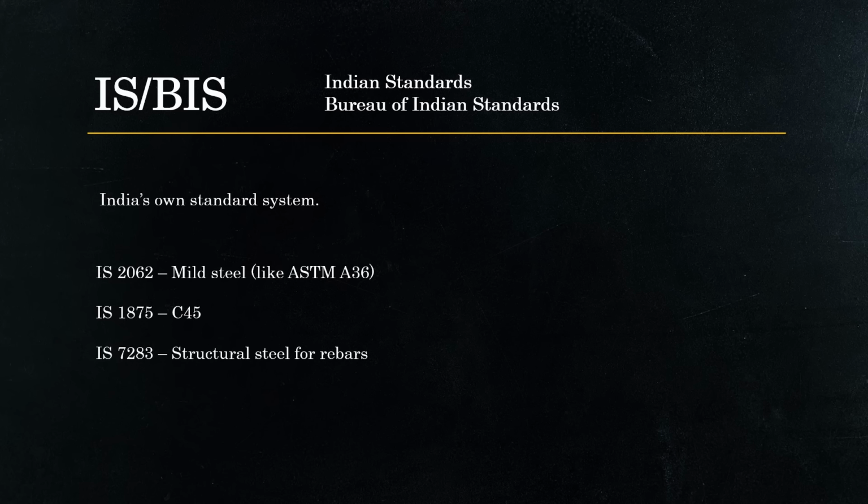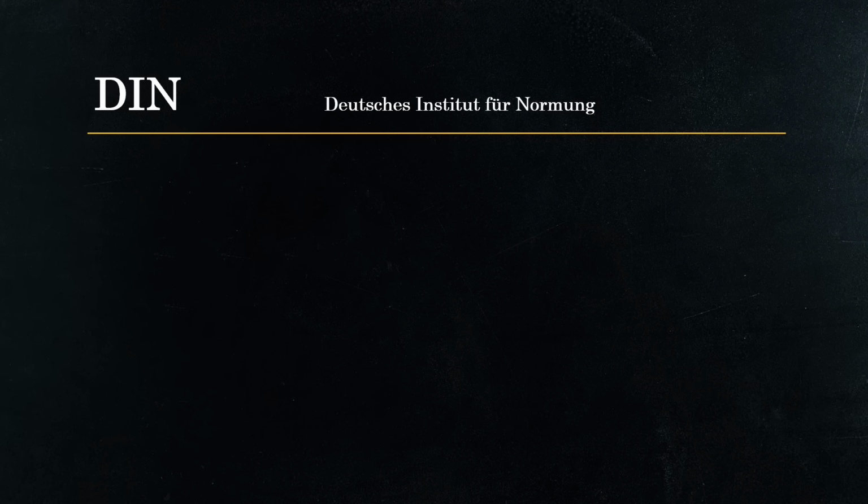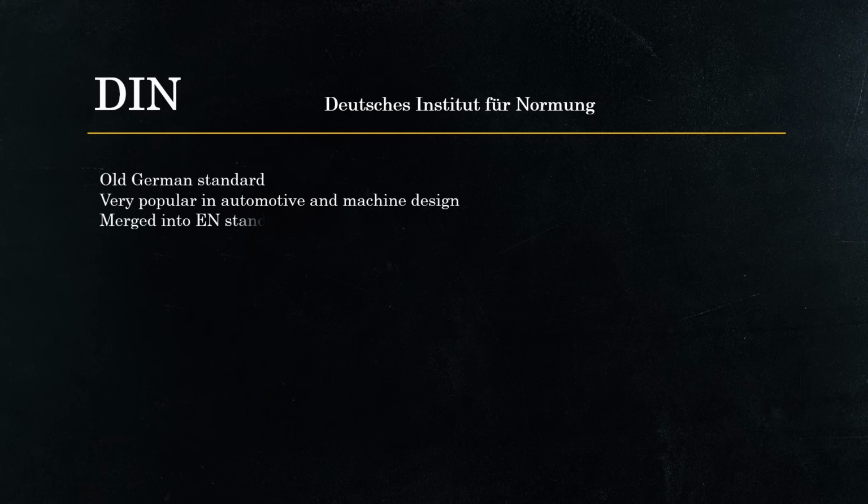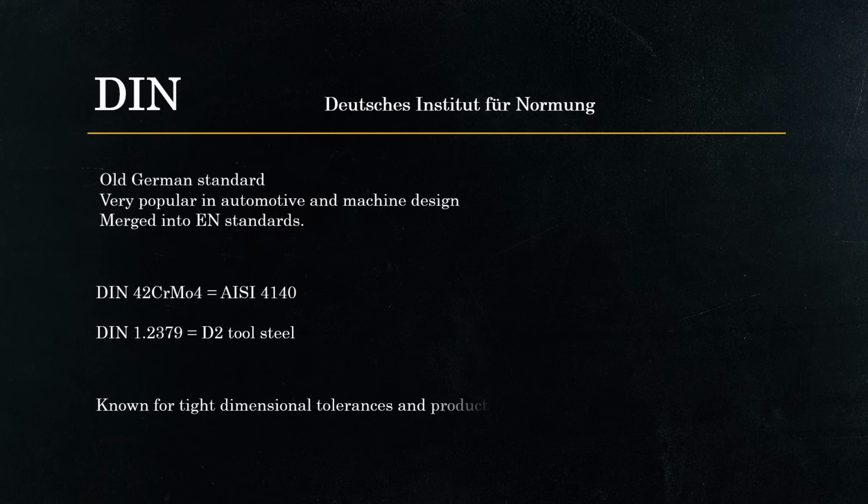IS 1875, equivalent to C45, used in government tenders and local manufacturing. Then we have DIN, the German standard. This is the old German standard, once very popular in automotive and machine design, although now it's merged with the EN-ISO standard. And then EN, the European norms.